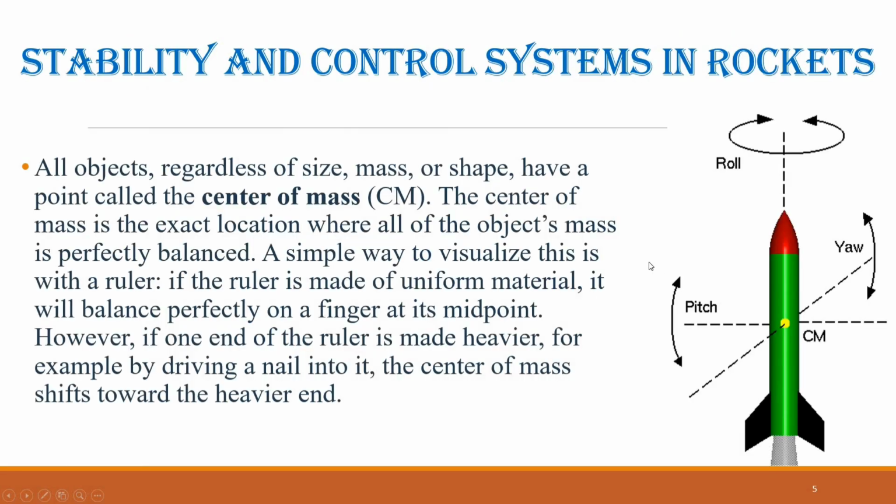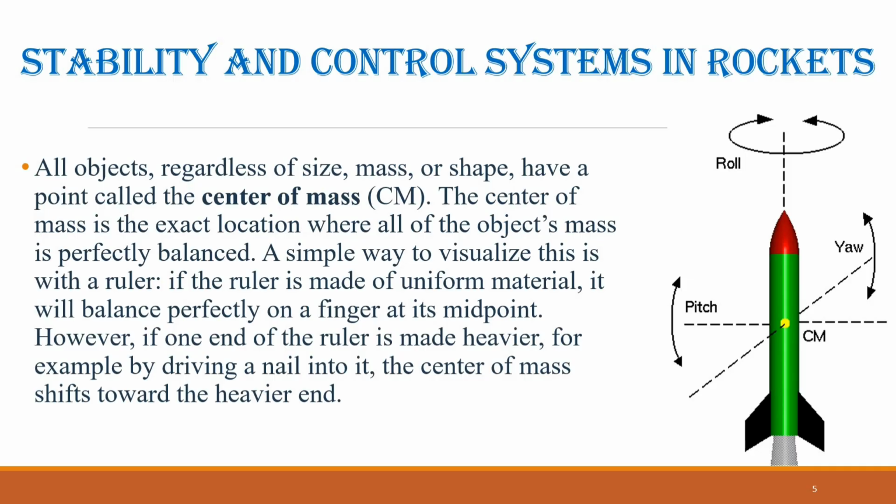Stability and control systems in rockets. Building a powerful and efficient rocket engine is only one part of creating a successful rocket. Equally important is ensuring that the rocket is stable in flight. A stable rocket flies smoothly along a uniform trajectory, maintaining the path intended by its designers.